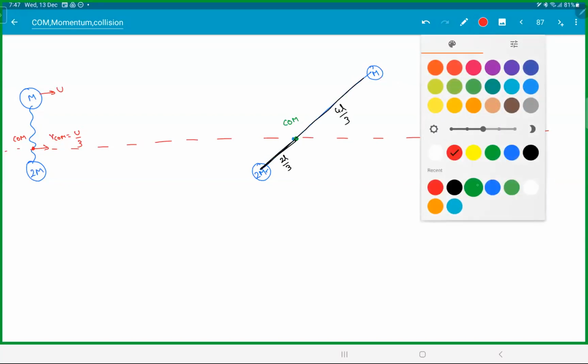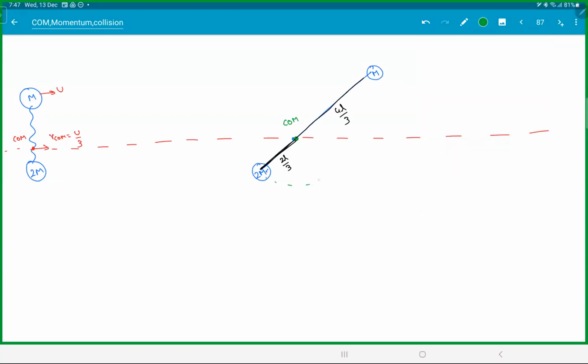So the center of mass will go with whatever velocity we see. This is how the motion looks. The m will go in a circle of radius 2L by 3, and this guy, 2m, will go in another circle of radius 4L by 3.